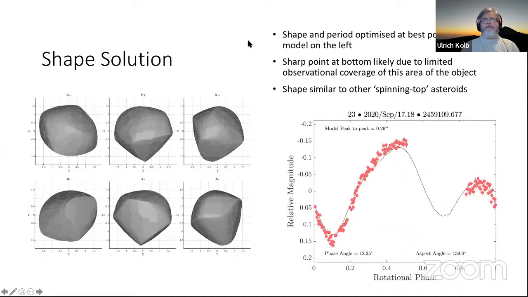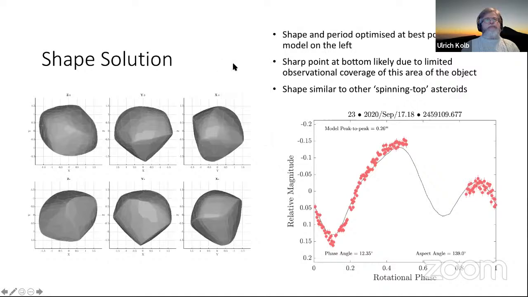So this is the shape model which optimized the fit. It has, as you can see, a sharpish bottom, which is possibly an artifact due to the limited coverage when this was particularly pointing towards the observer. But it is otherwise quite similar to other so-called spinning top asteroids. So it is quite sensible and not to be dismissed.